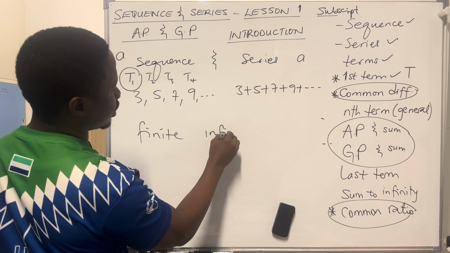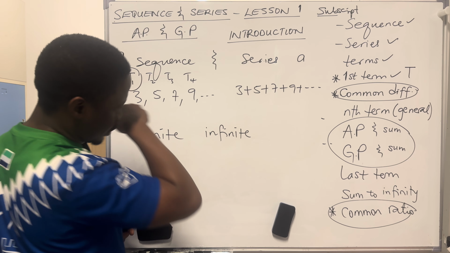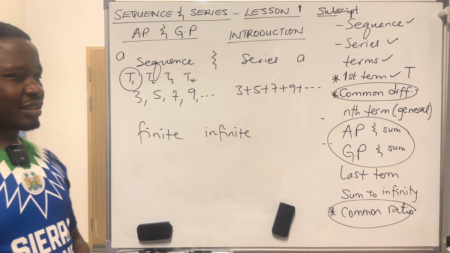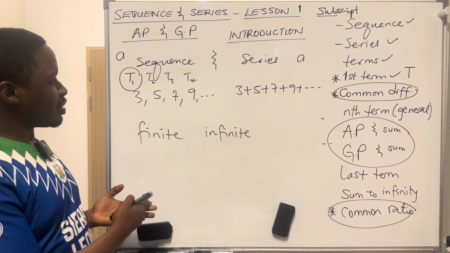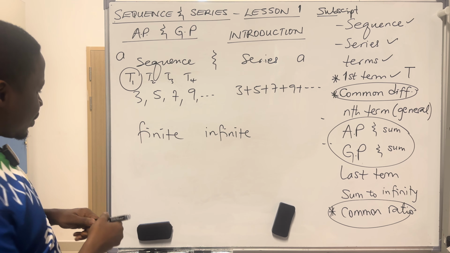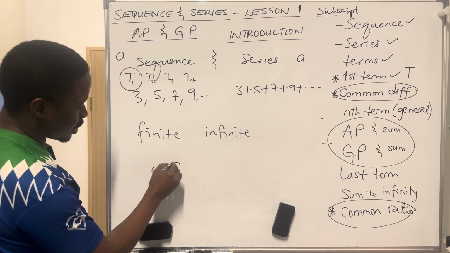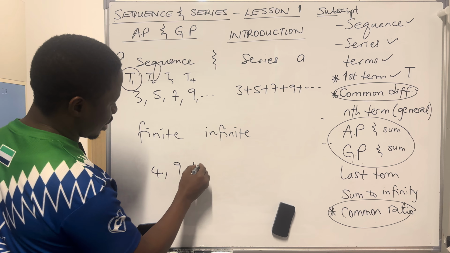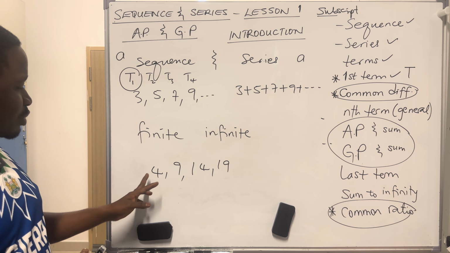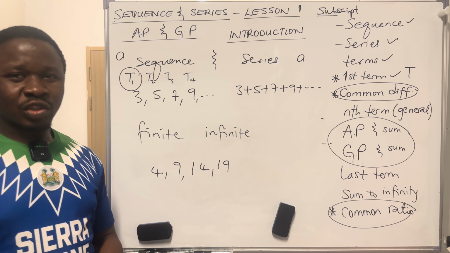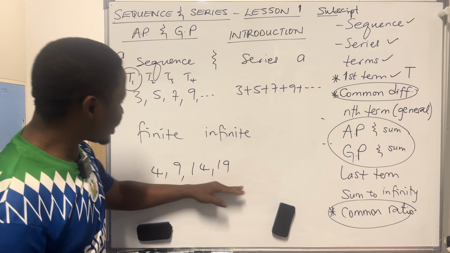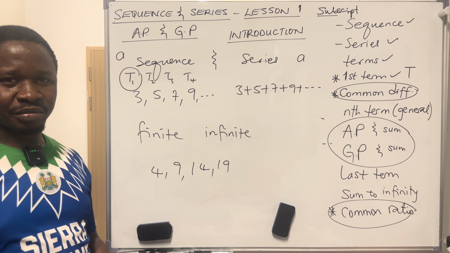So when we talk about finite, it means the number of terms is known. Like here, we can say 4, 9, 14, 19. Someone asks you how many terms? 1, 2, 3, 4. So we know exactly how many terms there are. So we can say this sequence is a finite sequence.